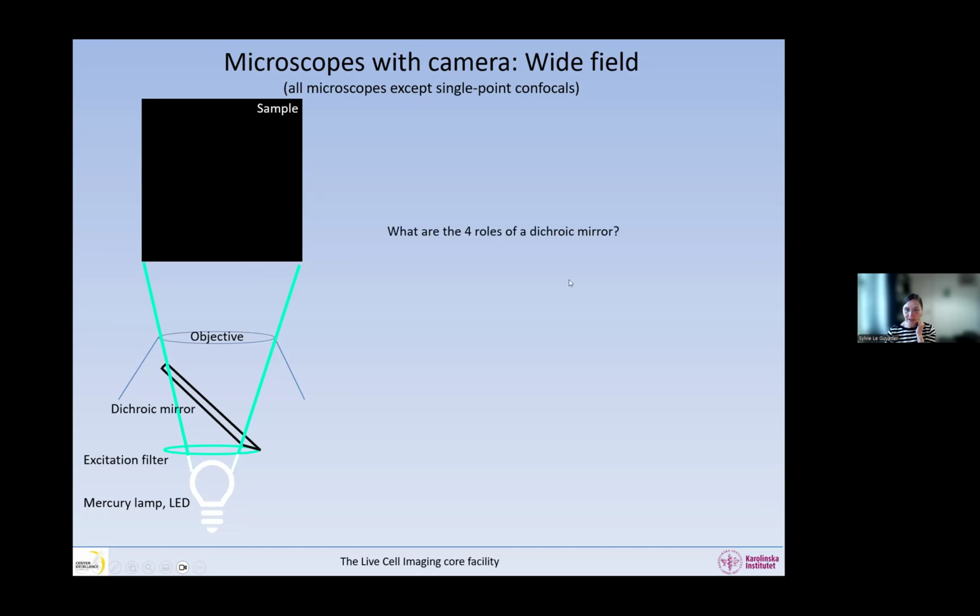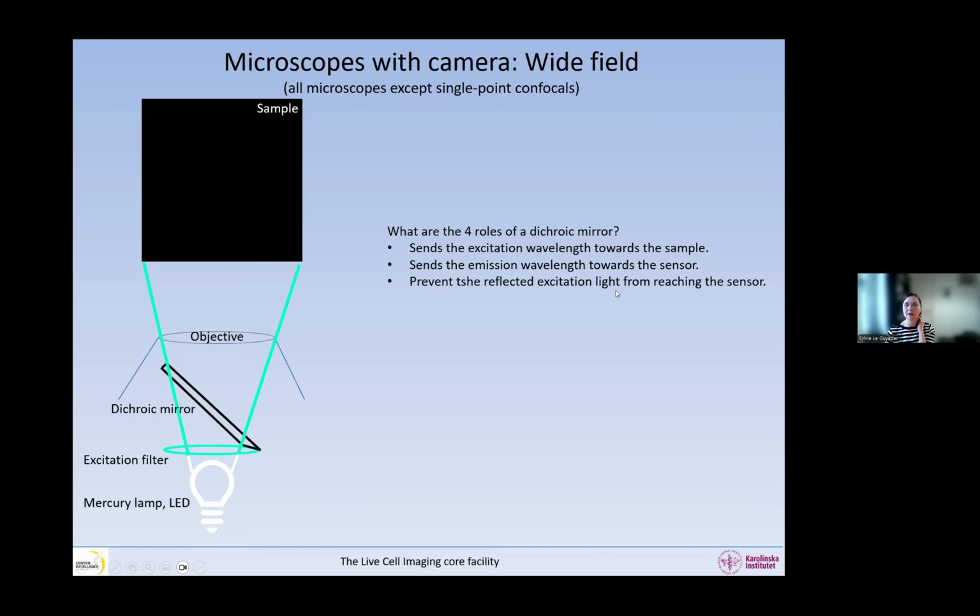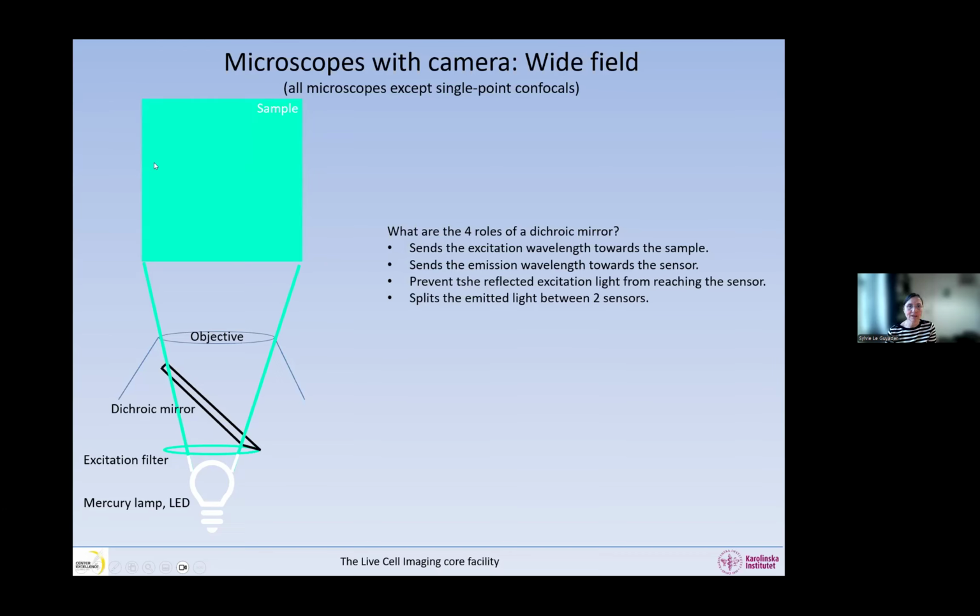So we have already seen the 4 roles of the dichroic mirror, so you've been very good at doing that. It sends the excitation light towards the sample, it sends the emission light towards the sensor, and it prevents the reflected light from reaching the sensor, and also we can use it to split the light between different sensors. And here we go, our sample is completely illuminated. The whole sample, the whole field of view, is illuminated at the same time. And this is why it's called wide field.